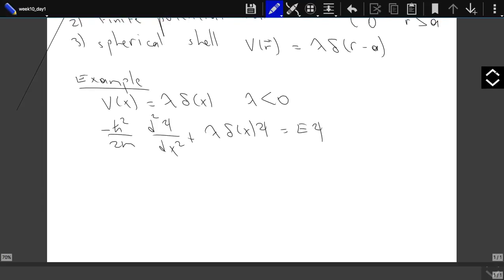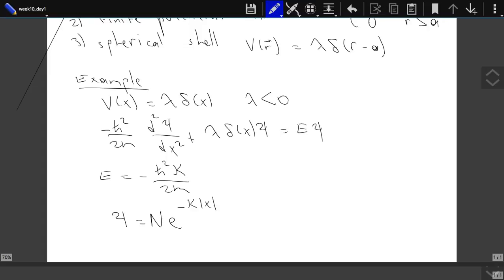Now this problem has a mirror symmetry if you send x to minus x, so you have exactly the same equation. So the solutions should be either even or odd. But you cannot have odd solutions because odd solutions would vanish at x equal to 0, and hence they will not see the Dirac delta potential. So you only have even solutions. And for the even solutions, let's define E to be minus h bar squared kappa squared over 2m. So the solution will be psi equal to e to the power minus kappa times the absolute value of x, with some normalization. So this is the general solution you have.